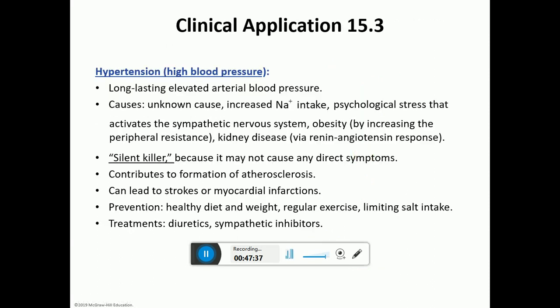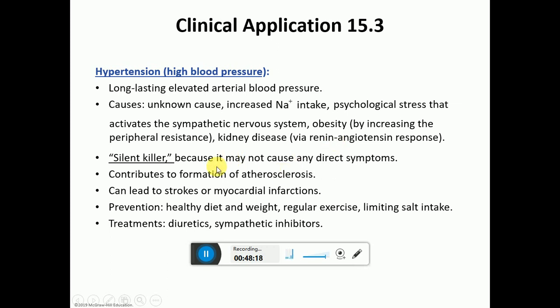So a little talk about hypertension. Hypertension is really also known as the silent killer because a lot of times people are walking around with high blood pressure and they don't even know it. Okay, so they might not even have any symptoms. It is sometimes of unknown cause, sometimes it just runs in families. There are predisposing or risk factors like increased sodium or salt intake. Psychological stress for long periods of time can activate the sympathetic nervous system. Obesity can increase the peripheral resistance in the blood vessels. And then there's kidney disease, and the mediation of this is via the renin-angiotensin system.